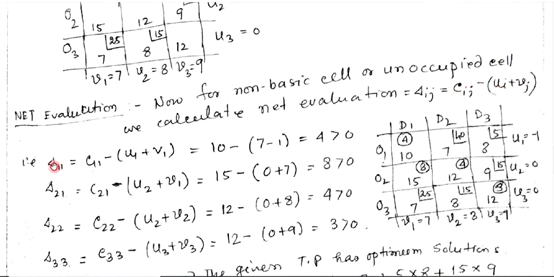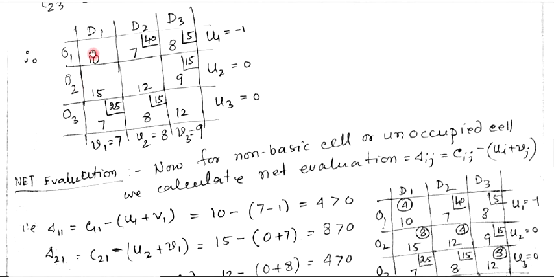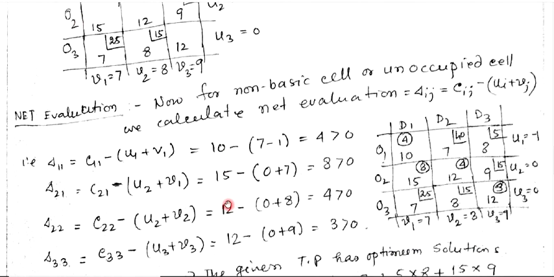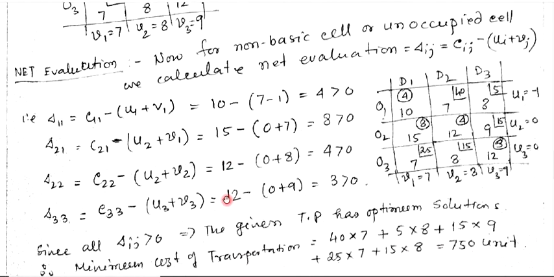So for del 1 1 we need C11 minus (u1 plus v1). We have already found the values of u and v, so we put all these values, and C11 is the cost of the unoccupied cell, so we put that cost. Actually, the type of optimal solution depends on the net evaluation. That's why we have to find the net evaluation, denoted by del ij. So here 4 net evaluations are there. In that way we calculate them, and all del ij's are greater than 0.